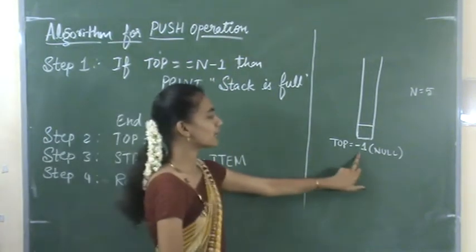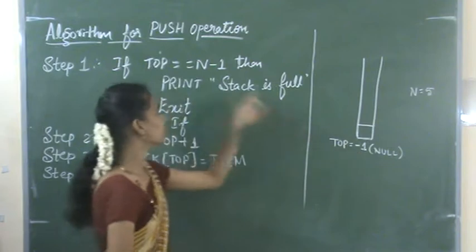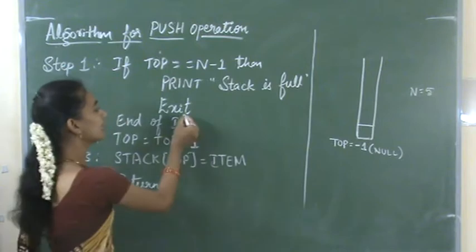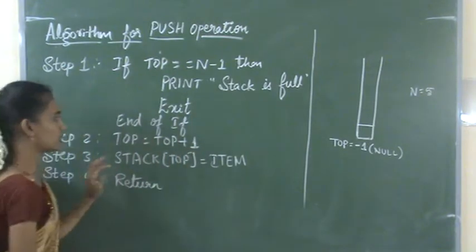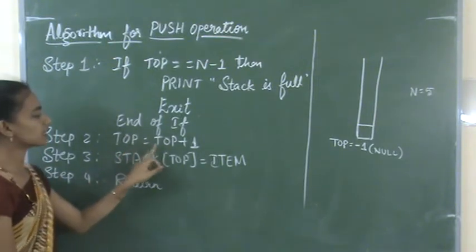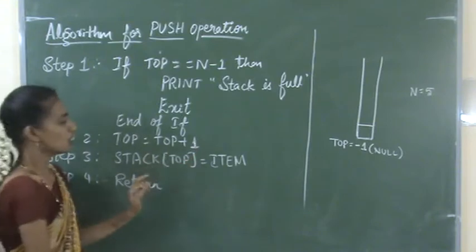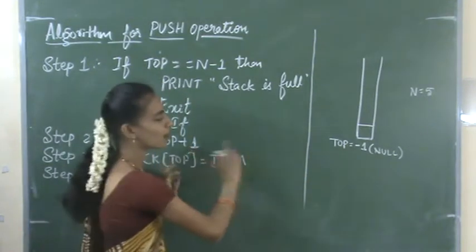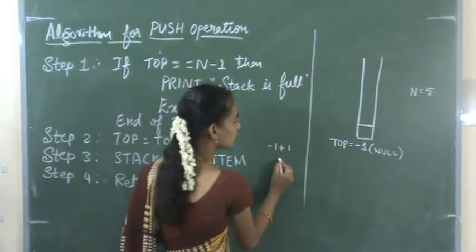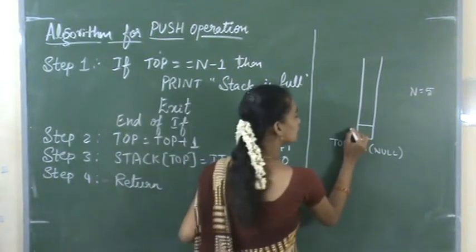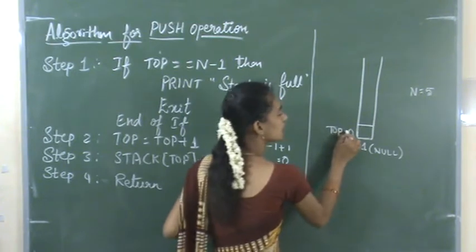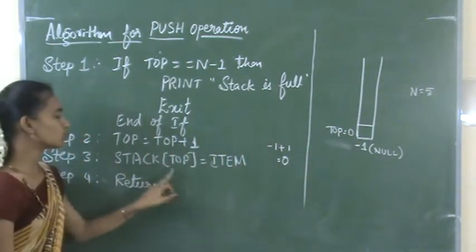So top is equal to n minus 1. What is the value of top here? Minus 1. Is minus 1 equal to 4? No. So this condition becomes false, and it will exit from this if condition. Next it comes to the second step, top equals top plus 1. The top value is minus 1, so minus 1 plus 1, top becomes 0. Now the top is equal to 0.